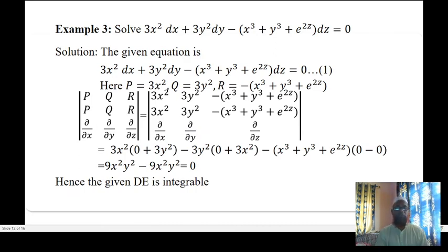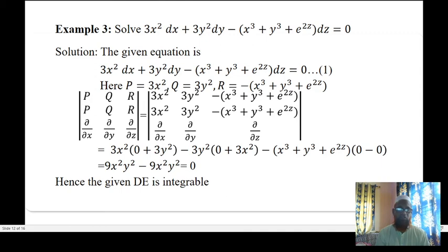Next example, solve 3x square dx plus 3y square dy minus x cube plus y cube plus e raised to 2z dz equal to 0. So the given equation is 1. The condition of integrability is the determinant with P, Q, R, dou by dou x, dou by dou y, dou by dou z. Substituting values of P, Q, R and simplifying.